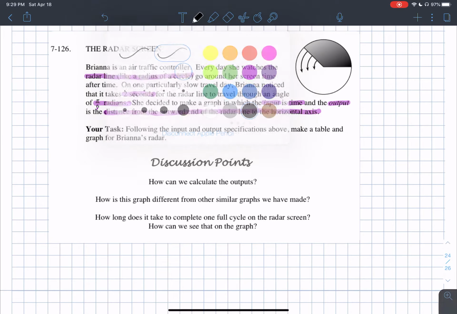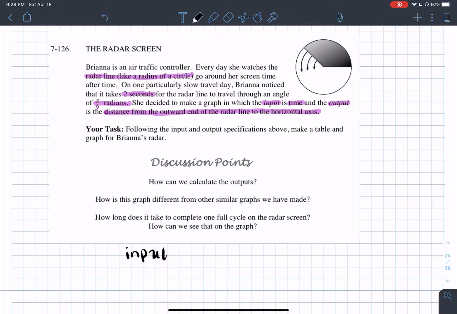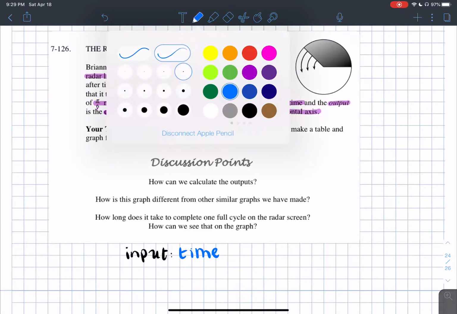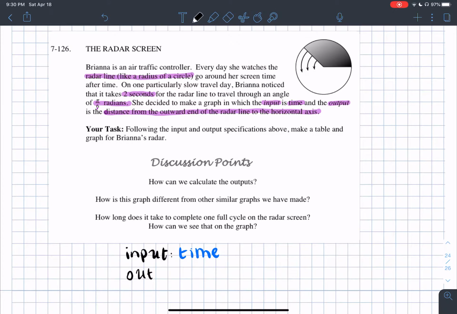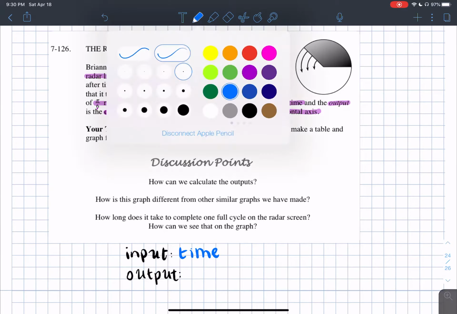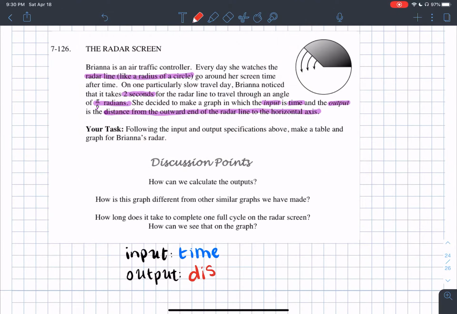So let's write it this way. Input is time. Output is the distance to the horizontal axis. Go ahead and pause the video to think about what this means.